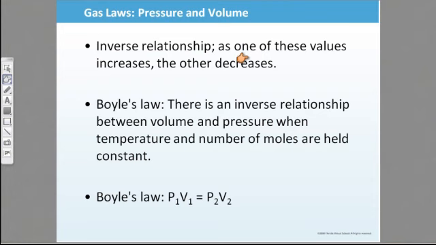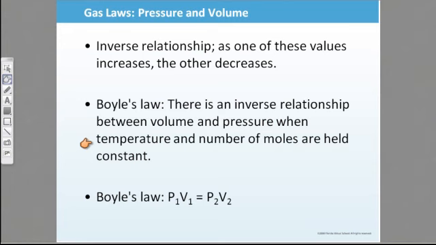And what that simply means is as one volume increases, the other decreases. One goes up, the other goes down. This is called Boyle's law. And Boyle's law simply says there's an inverse relationship between volume and pressure when temperature and number of moles are held constant. Remember in part 1 we talked about those 4 variables: pressure, volume, temperature, number of moles. In this example, we take temperature and moles and we hold them constant. So the temperature is the same throughout the entire experiment. The number of moles is the same throughout the entire experiment. And then we see what happens to the pressure and volume.